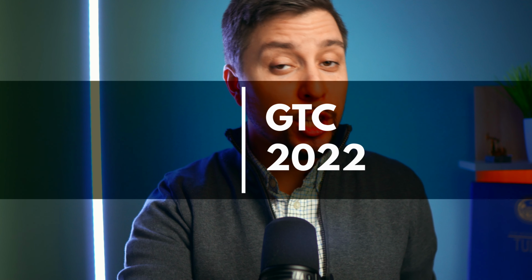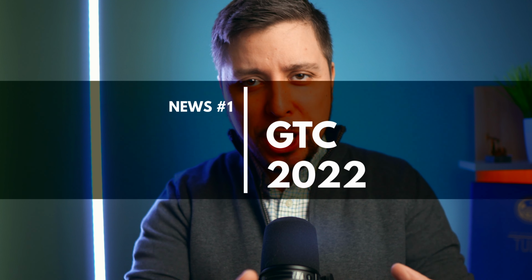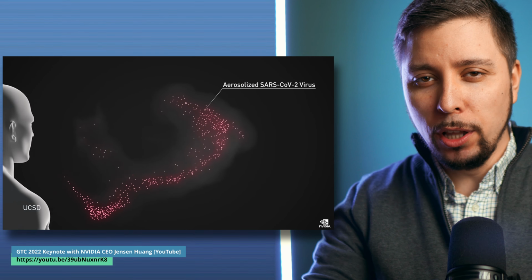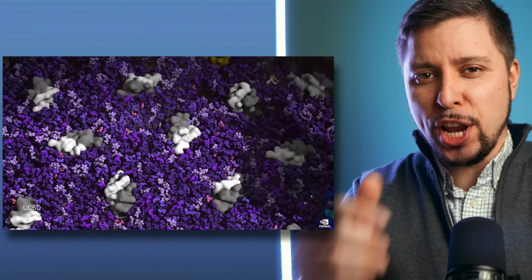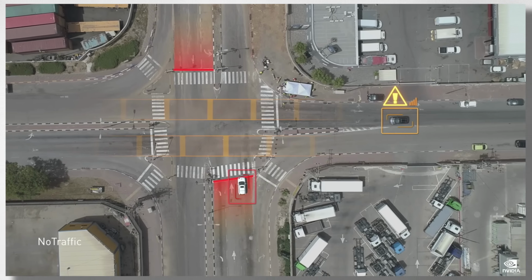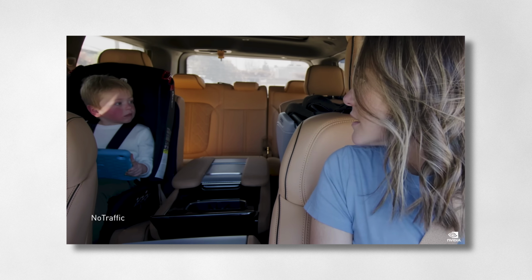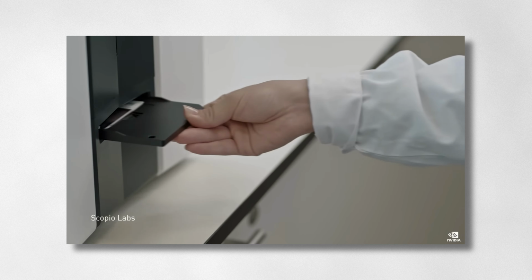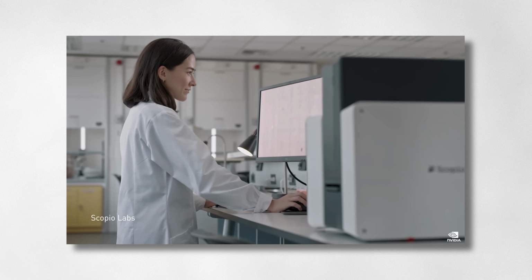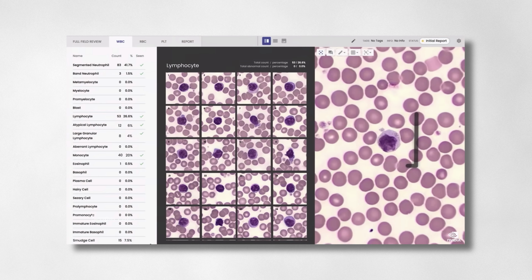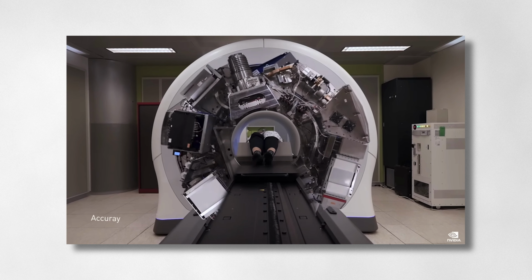Let's get it started. And the first one is the GTC 2022 keynote by NVIDIA CEO Jensen Huang, an hour-long event packed with technology that will drive research and innovation over the next couple of years. Without a doubt, graphic processing units are the hardware backbone of the ongoing AI revolution. As a result, it is worth keeping an eye on the state of the cutting-edge technology.